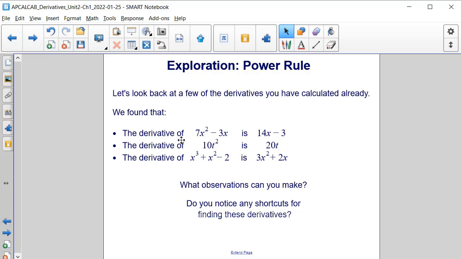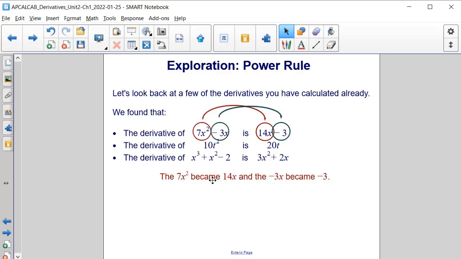We have found that the derivative of 7x squared minus 3x is 14x minus 3. We found that the derivative of 10t squared is 20t, and the derivative of x cubed plus x squared minus 2 is 3x squared plus 2x. What observations can you make? Do you notice any shortcuts for finding these derivatives?